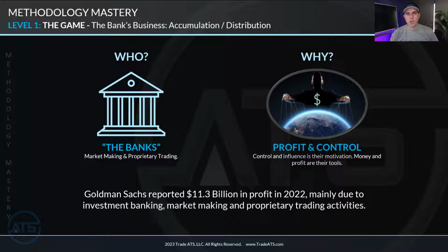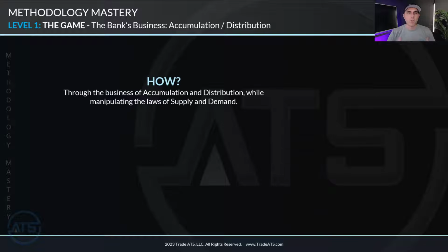Just to give you some quick reference, Goldman Sachs reported $11.3 billion in profit in 2022, and this is mainly due to investment banking, market making, and proprietary trading activities, the same things listed above. And they are a relatively small bank on the world scene, just to give you some reference into the global scope of what's going on here. But the real question that we're all interested in is the how. How do they make their money? How are they actually trading for profit? Well, again, it comes back to the basic business of accumulation and distribution for profit.